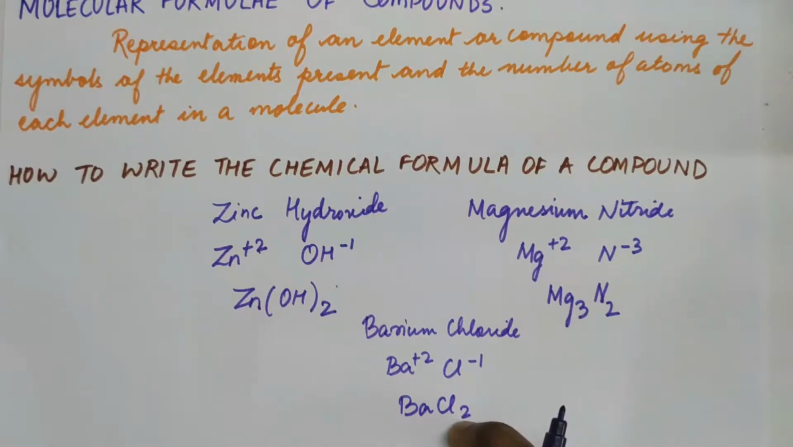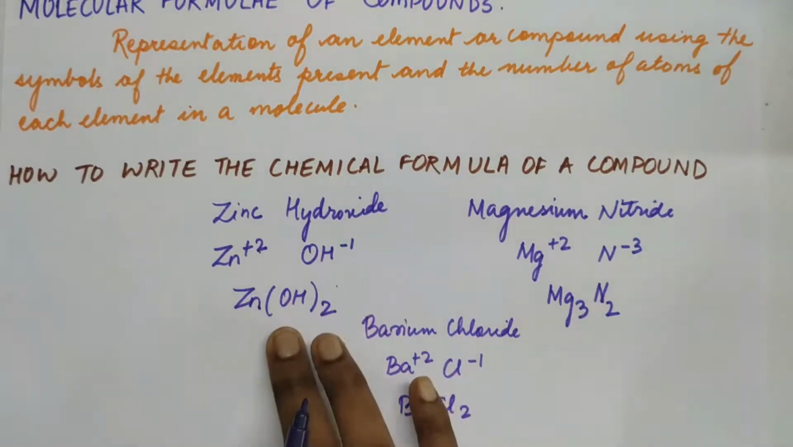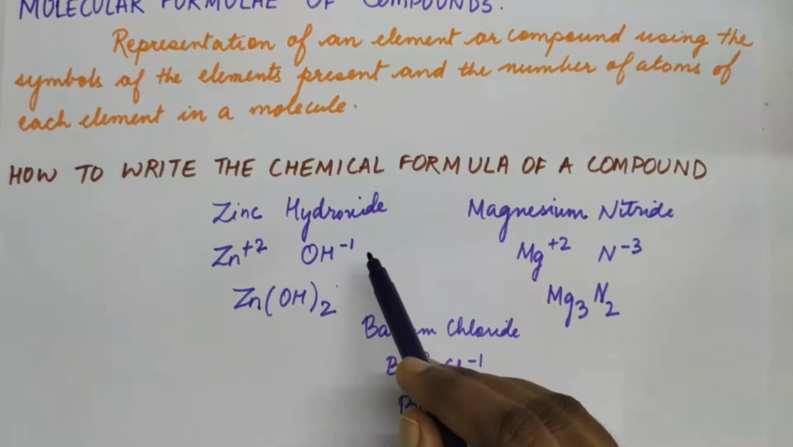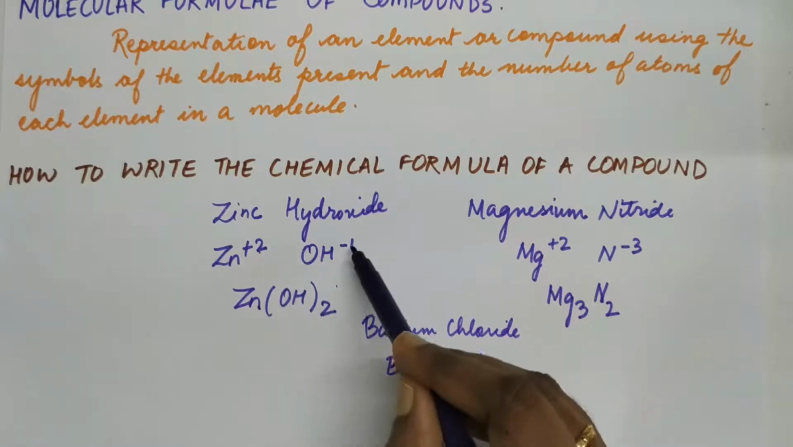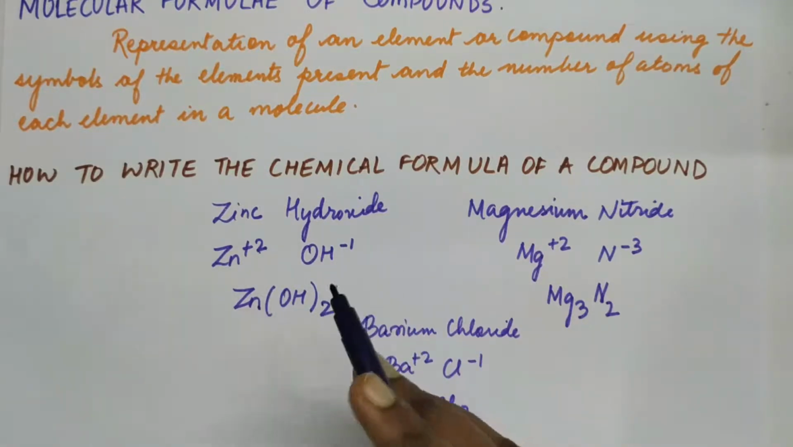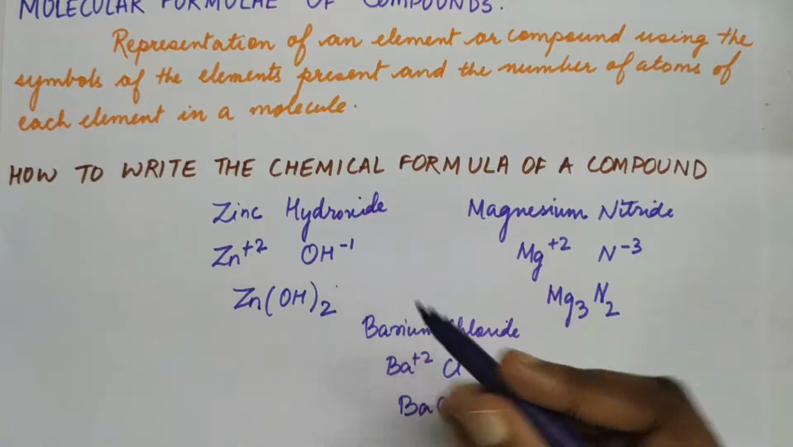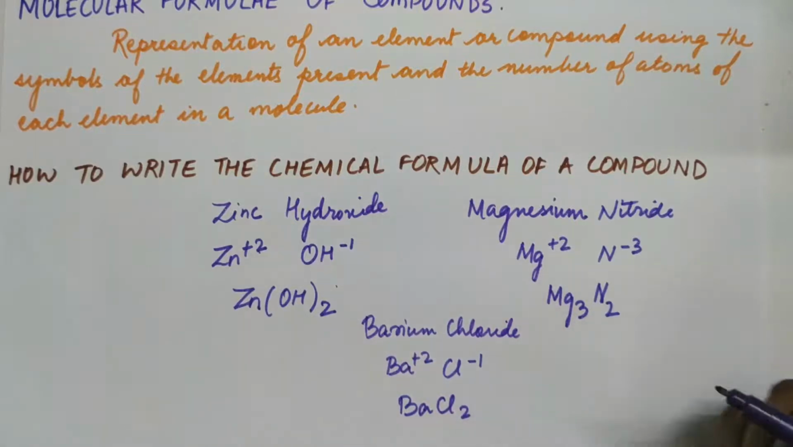So what are we doing, students? We are writing the symbol of the elements along with the valencies on the top as a superscript and interchanging the valencies and bringing them down diagonally. So the 1 comes here and the 2 goes there. The 1 we do not write, and if any other number is there, we have to represent it like this. So now you can try to make different formulas combining the cations and the anions.